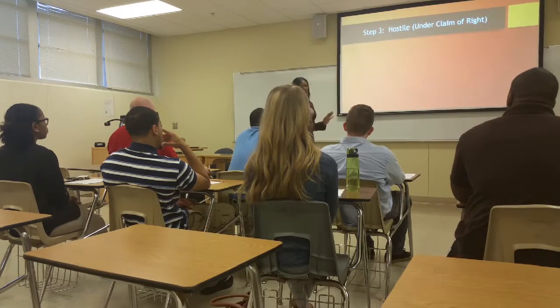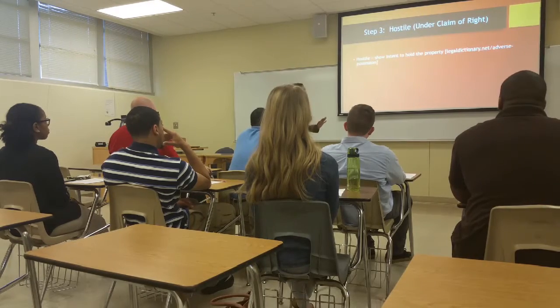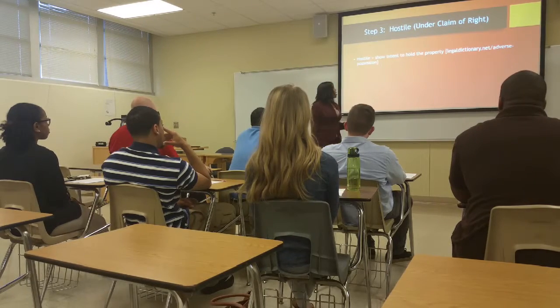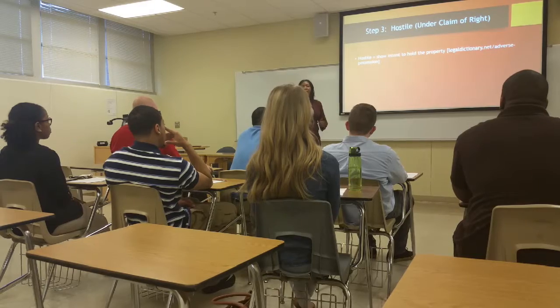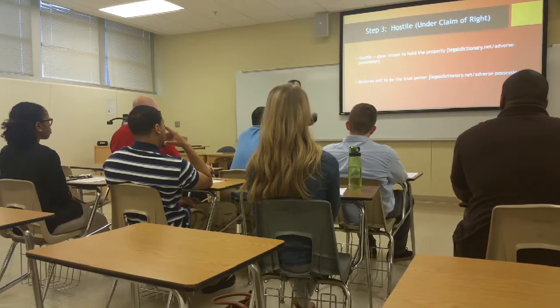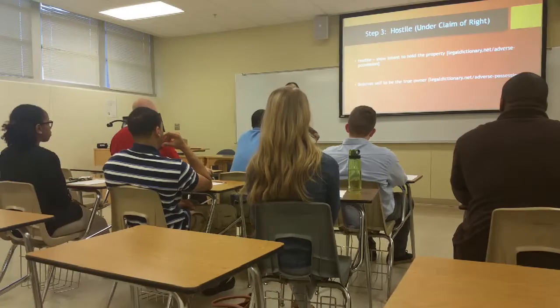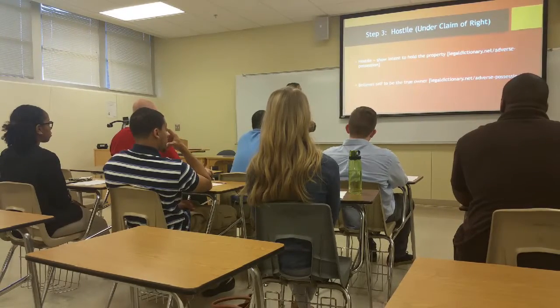Okay, so step 3, hostile. Hostile doesn't mean angry or upset or anything like that. Hostile actually means, according to legaldictionary.net, that I show the intent to hold the property, meaning I'm not going to let anybody come in and take my property from me, even though I'm trespassing. And further, the person actually believes they're the true owner. So against anybody else, they believe that they're the one who owned it. Even if they didn't pay for it, I'm the owner.